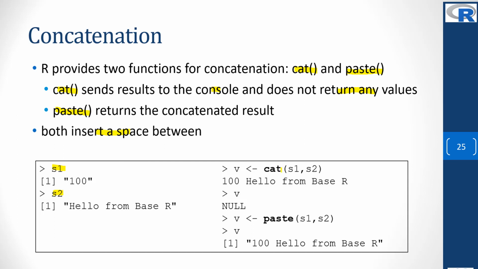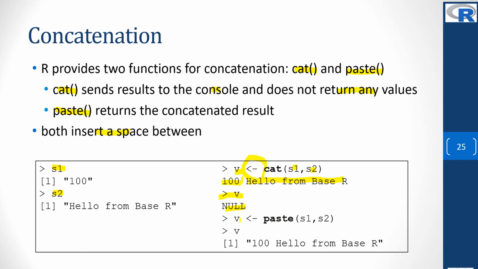So if we use the cat function and concatenate S1 and S2, and we assign it to a variable V, our display result shows 100 space and then hello from base R. So the concatenation operation is displayed here, but if I try to show the result as the variable V, you can see it's NULL. This assignment did not happen because cat doesn't return anything.